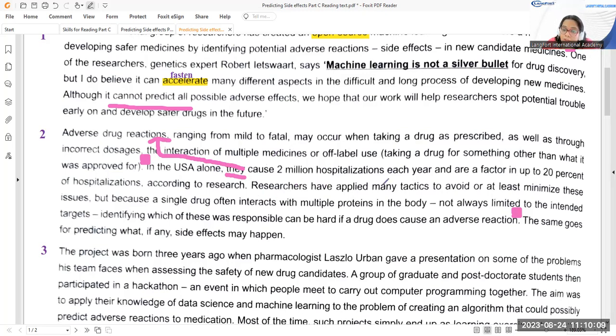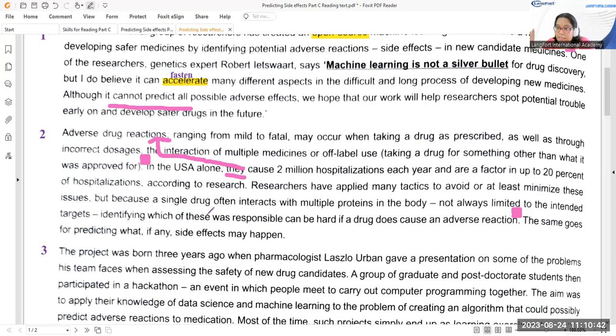Now, researchers have tried to apply many techniques or tactics to avoid, or at least minimize, these issues related to side effects. So researchers are trying their best. They are doing everything they can to either avoid or minimize the side effects. But the problem is, a single drug often interacts with multiple proteins in the body. So when you take a medication, it interacts with a lot of things in the person's body, and it's not always limited to the intended target.